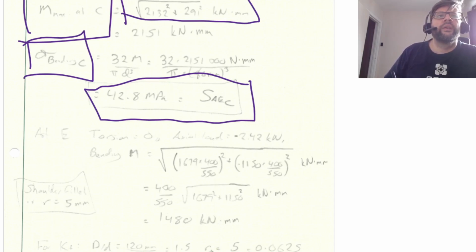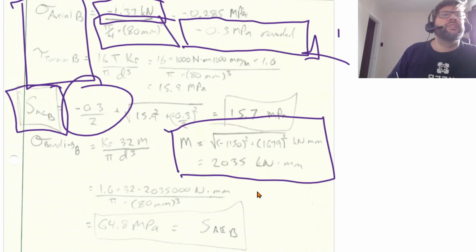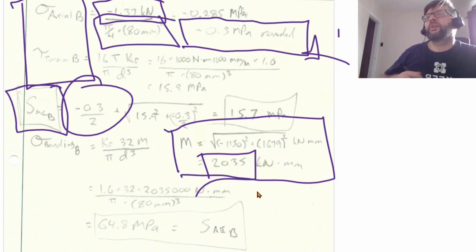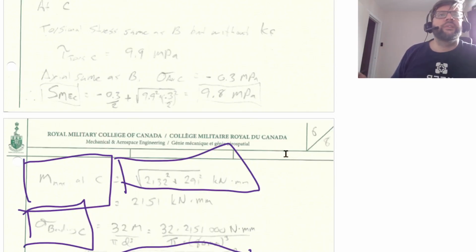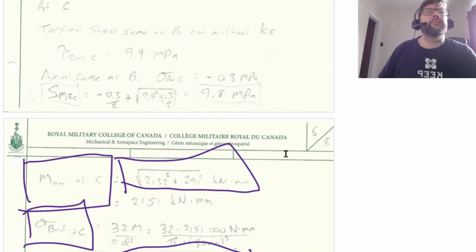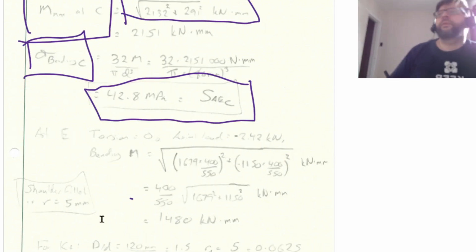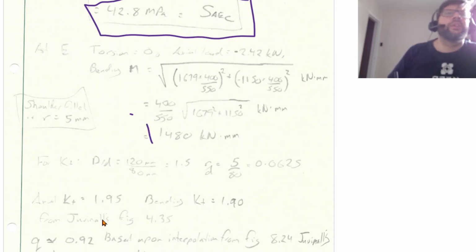So we could use that to punch it into this equation, or realistically we could just take the bending moment that we solved for at B, which was the 2035, and multiply that by 400 over 550, because both of those things are scaling up linearly, so the total stress will be scaling up linearly as well. But anyways, we're getting 1480 kilonewton millimeters there.